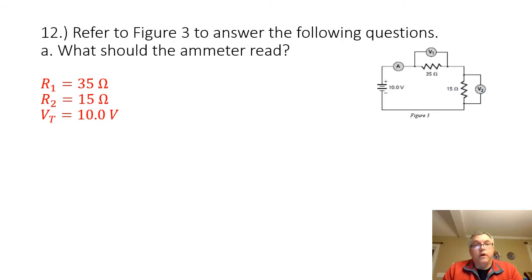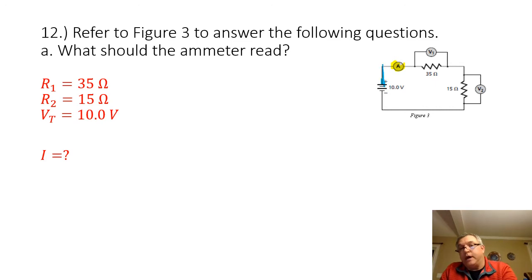Problem 12. They want us to answer the following questions about figure 3. So they want to know, what should the ammeter read? So here is the ammeter right here. So we're looking for the amperage or the current for the entire circuit. Now this is a series circuit. Remember, I know it's a series circuit because the current only has one direction or one path it can follow.